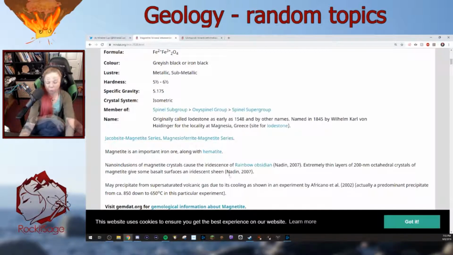How does it form? It forms in volcanic rocks. So, yeah, that's what we're going over next. This is where it gets interesting. This is where magnetite gets really, really interesting, and this is why I voted for magnetite. It provides evidence for continental drift and for tectonics.